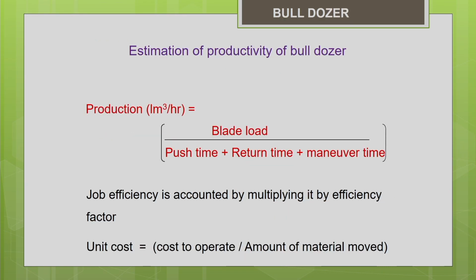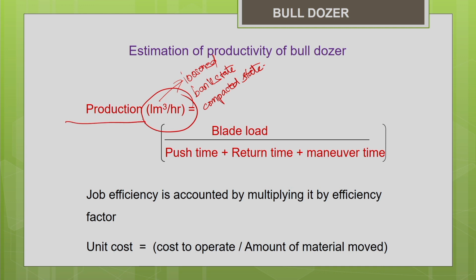Now, let us see how to estimate the productivity of the bulldozer. We are going to estimate the productivity in loose cubic meter per hour. As I told you, whenever you express the volume, you should be very specific whether you are expressing the volume in the loosened state, the bank state, that is the natural state, or the compacted state. In which state you are referring to the material, you have to clearly specify, then only it has a real meaning. So, the production here is expressed in loose cubic meter per hour. That means you have cut the earth and loosened the material. After loosening it, what is the productivity? That is what we are measuring in the loosened state.